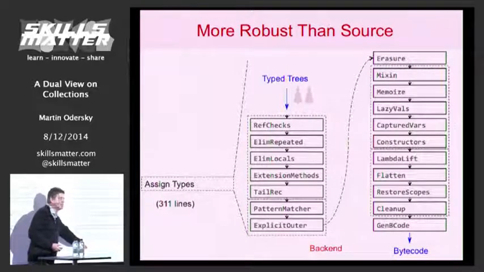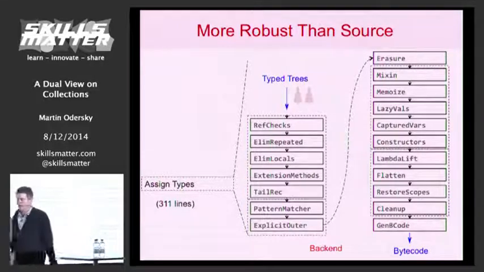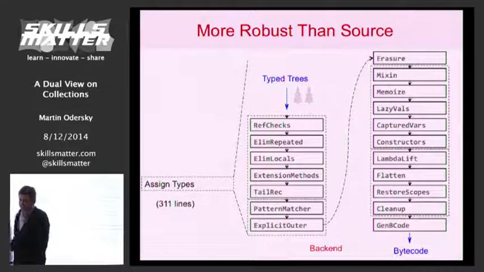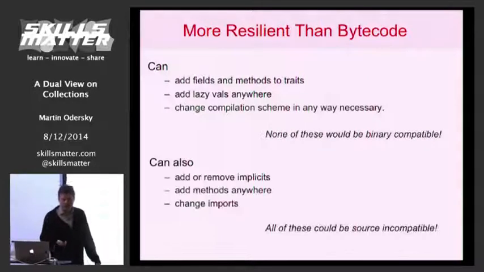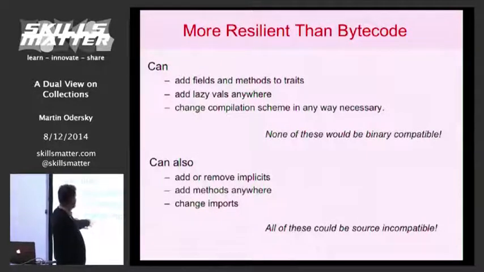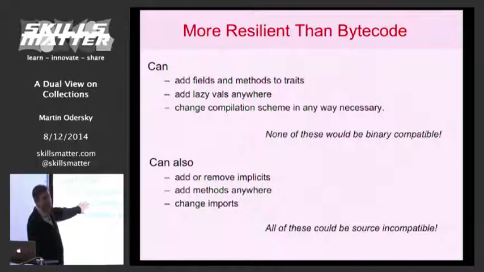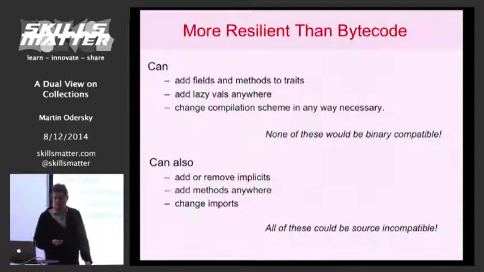If the compiler changes, then that would be reflected in the hash of things, and then you would just recompile everything with a new compiler. And we can also, of course, add and remove implicits, add methods anywhere, and change imports. And all of these could be source incompatible. So all of these would be the sort of things that would be fragile building from source, but we don't care anymore. We have already resolved implicits. We have resolved imports. We know exactly what we want to get to.